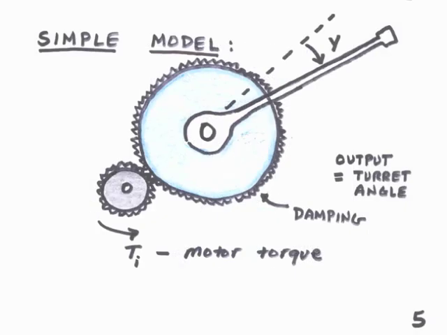Motor torque T sub I is applied to the motor shaft. This is then connected via the gearing to the turret. Damping acts upon the turret. The motion of the turret is given by the angle. This is the output and is labeled Y.